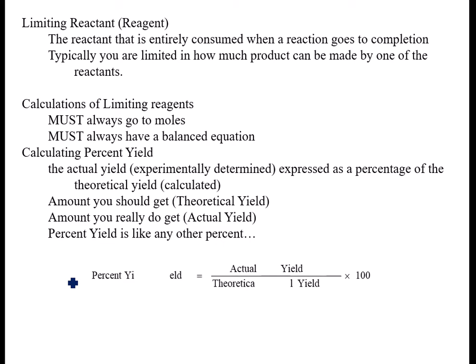Okay, an application of stoichiometry is two different things: limiting reactant and percent yield. A limiting reactant, or sometimes called reagent, is the reactant that's entirely consumed when a reaction goes to completion. It limits how much product can be made by one of the reactants. So I have some examples of this.